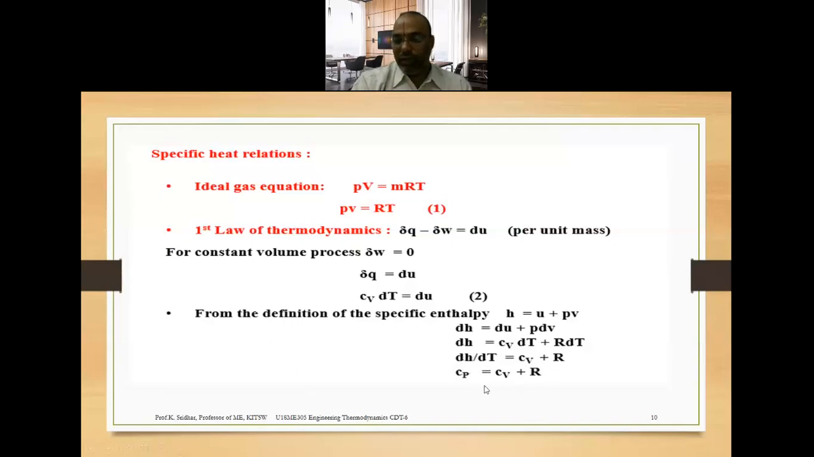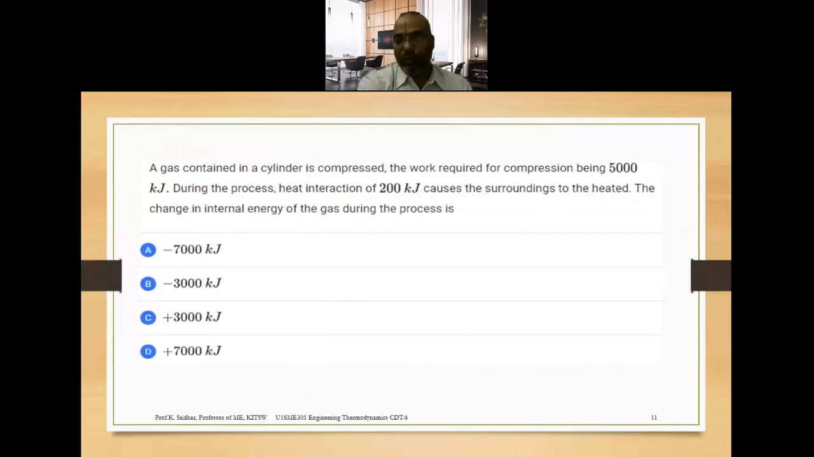And from this we are able to conclude one important thing, that the difference of the two specific heats is a constant, which is known as the characteristic gas constant. That is, R is equivalent to Cp minus Cv, or Cp is equivalent to Cv plus R. So from this we can say that the Cp value is always greater than Cv, because R is the characteristic gas constant. That is an important relationship we are able to get from this. So these are the concepts we are going to study in today's class.